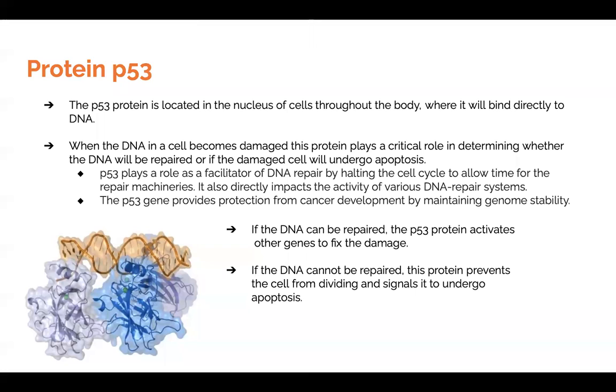The p53 protein is located in the nucleus of cells throughout the body, where it will bind directly to DNA. When the DNA in a cell becomes damaged, this protein plays a critical role in determining whether the DNA will be repaired or if the damaged cell will undergo apoptosis. p53 plays a role as a facilitator of DNA repair by halting the cell cycle to allow time for the repair machineries. It also directly impacts the activity of various DNA repair systems.